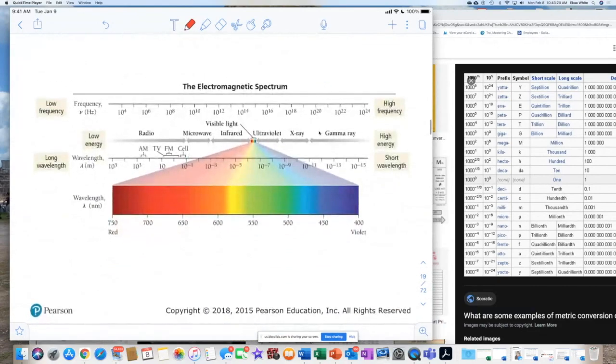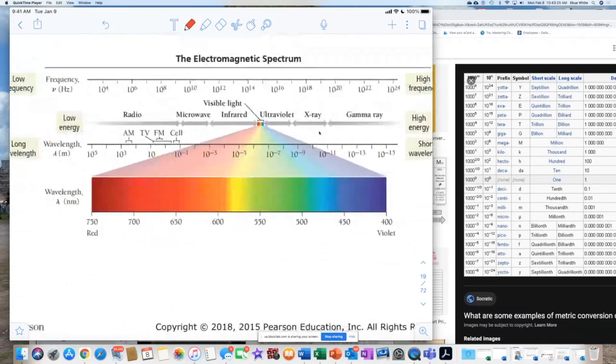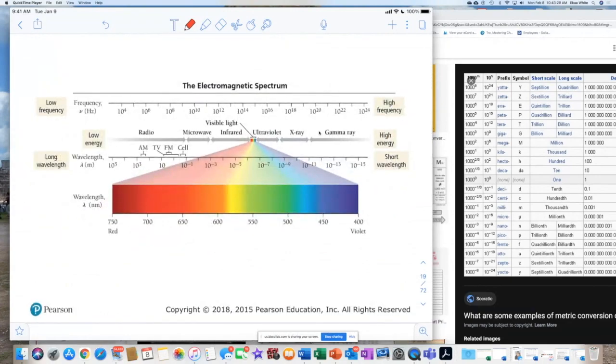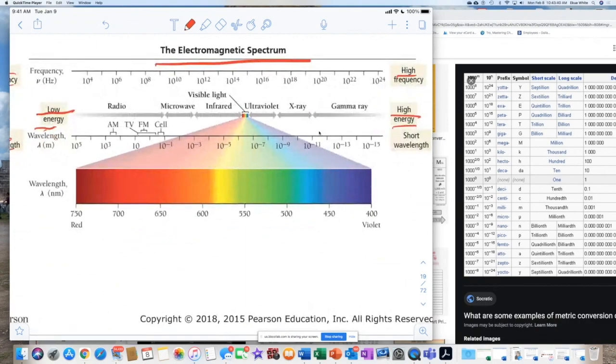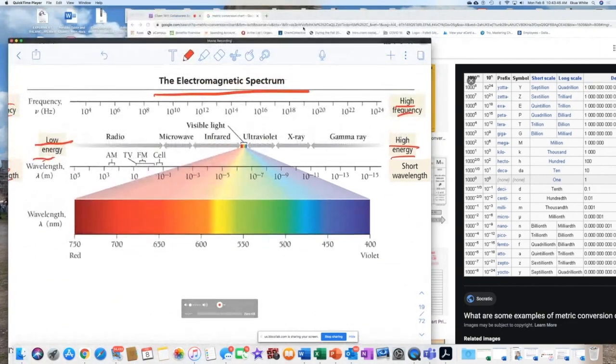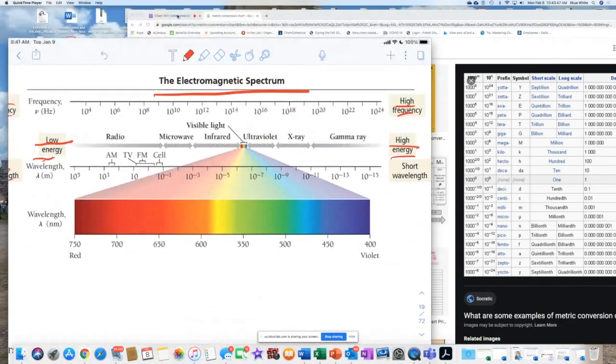So I've been referring to this picture a lot. Please notice the way the electromagnetic spectrum is drawn right here. We have the low energy on the left and the high energy on the right. Low energy goes with low frequency and it goes with long wavelengths. So as far as fear and emotions are concerned, the waves on the left are a lot safer. So I don't need this conversion.